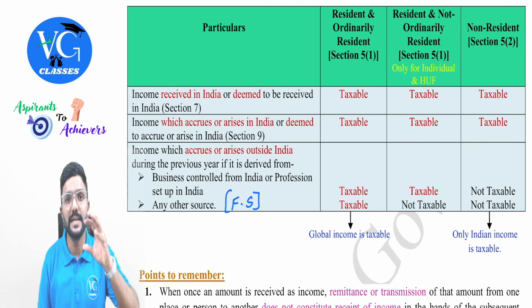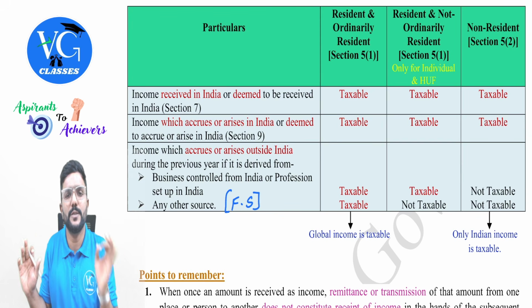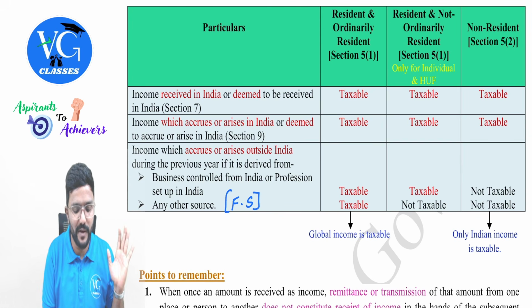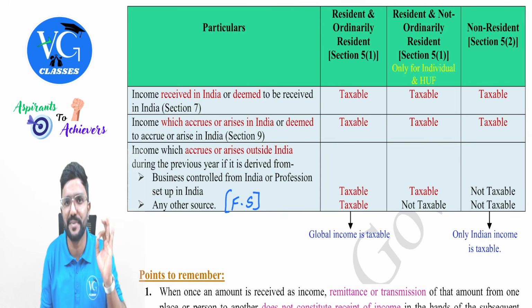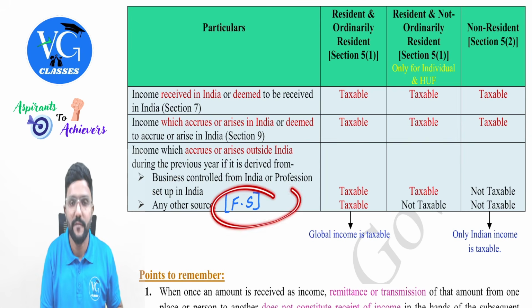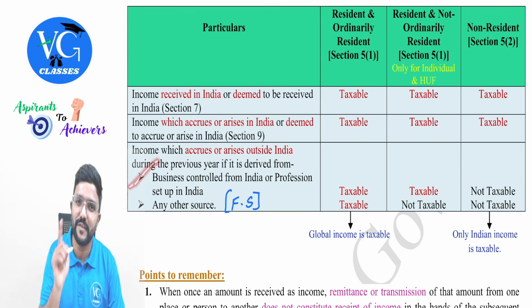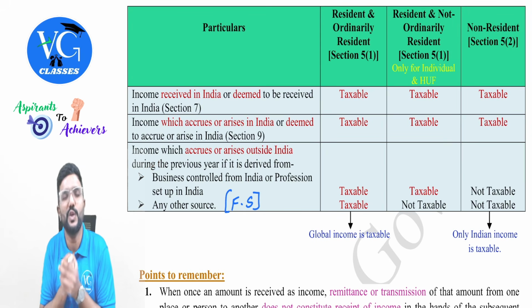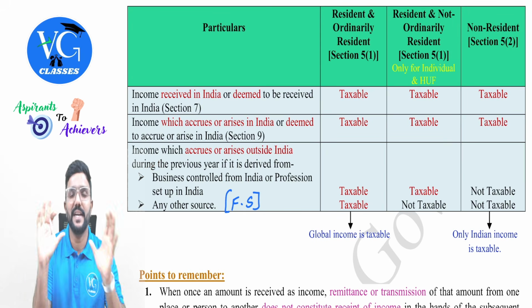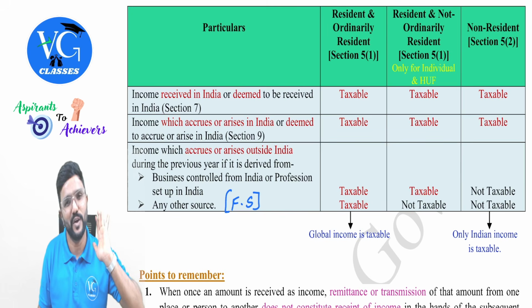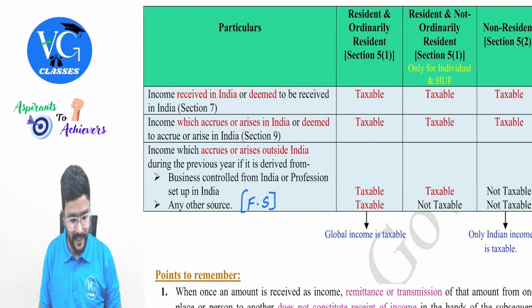Clear? When income is earned and received outside India and there is no control or there is no profession set up in India, then it will fall in the last case, right? Yes, as per section 5, this is the income from foreign source. Actually speaking, even this is the income from foreign source, but somewhere the control is in India. That is why indirectly they're treating it as Indian income or Indian source. Clear? Yes, sir. Fine, guys.